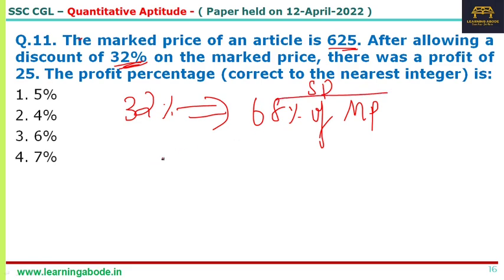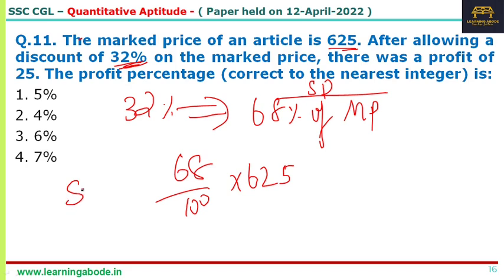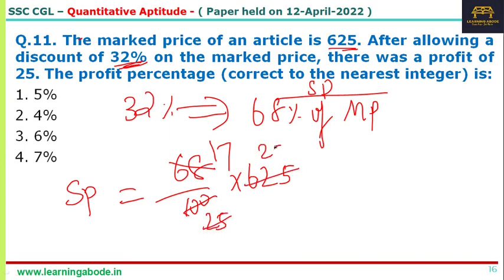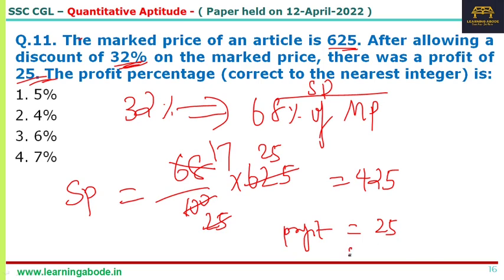So selling price is 68% of 625. Now if you simplify, this is 17, this is 25, this is 25 times, so that's 425. Selling price is 425. Now they're saying there is a profit of 25 rupees. So when you say there is a profit of 25 rupees, what is the cost price? In case of profit, selling price minus profit is the cost price. So 425 minus 25, 400 rupees is the cost price.